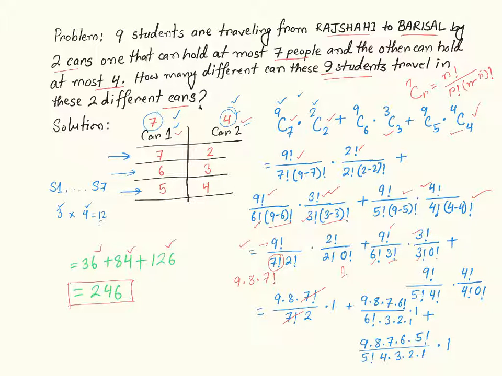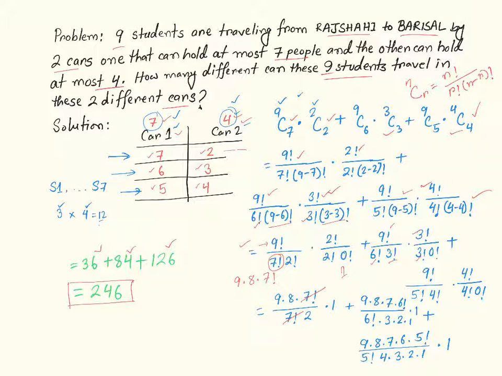Now let me kind of summarize what I did again. There are 9 students that are traveling, 9 students traveling in 2 different cars. One car can hold at most 7 people, the other can hold at most 4. How many different ways can they travel? If the first car holds 7, the other will hold 2. If the first car holds 6, the other will hold 3. If the first car is used by 5 students, then 4 would be going to the second car. And those are the different ways it can happen.